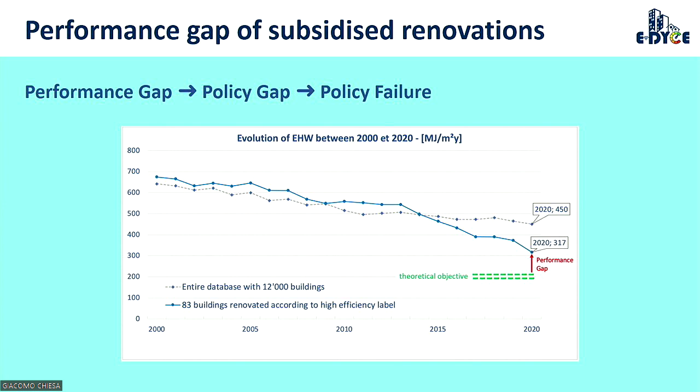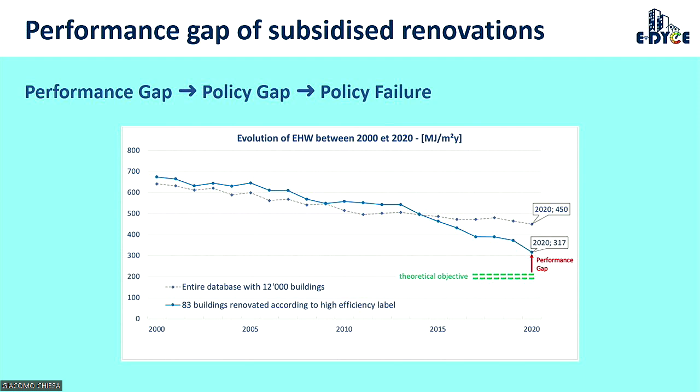You see the group of these 85 buildings, they are consuming more until 2011 than the average of the buildings, and then when they are renovated, they should reach the green line, but they are at 317 megajoules per square meter instead of 210. So here you see the performance gap, and you see the performance gap on the whole set of subsidized buildings. This means that you take the money of the taxpayers and you subsidize things that don't really work.